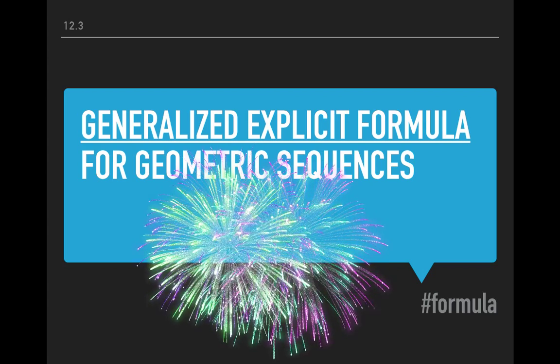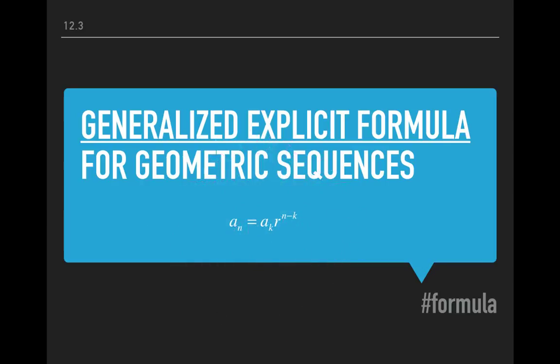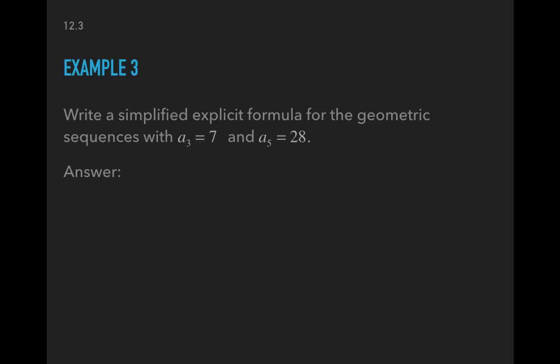That's where the generalized explicit formula is fantastic, because what we'll do is, instead of the position of 1, we will have the k position. So what we have here, a_n, which is any term, a sub n, is equal to a sub k, k being the position, times r to the n minus k. So those k's have to match. Let me show you in this example.